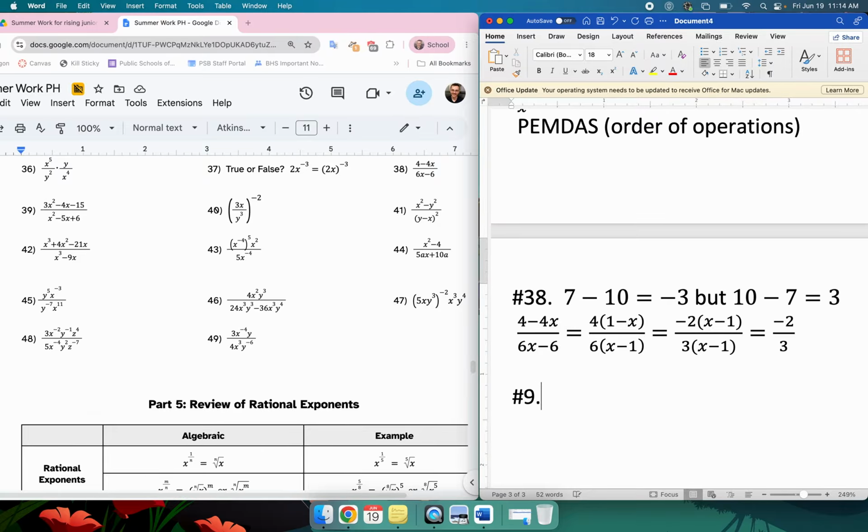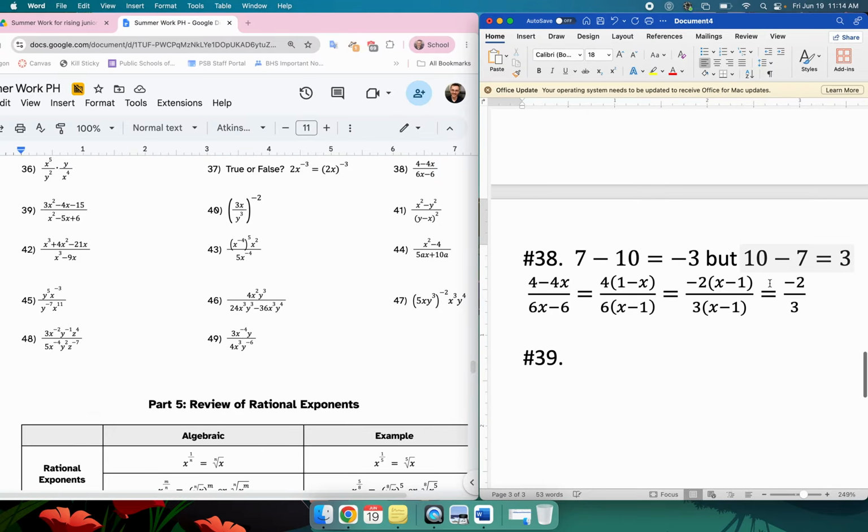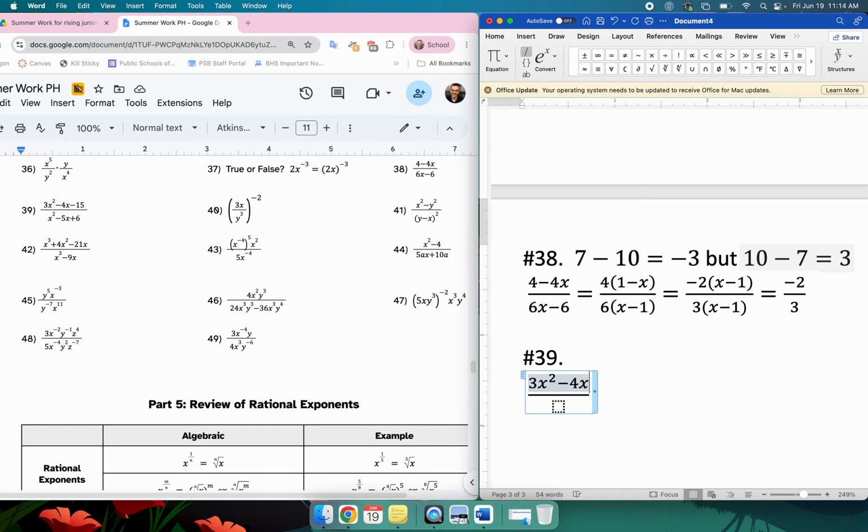Number 39. Again, this is not really an exponent rule problem. This is more like factoring and canceling common factors.